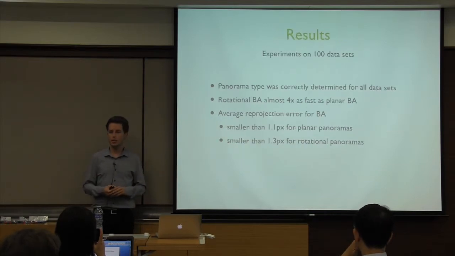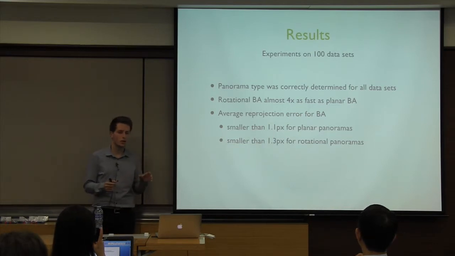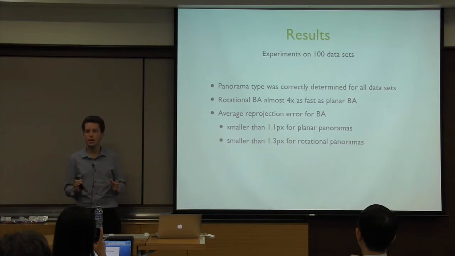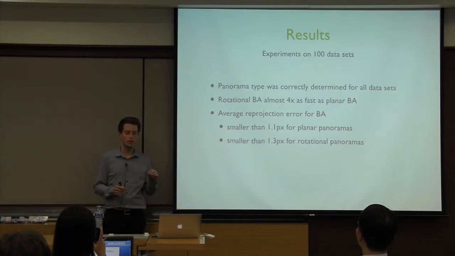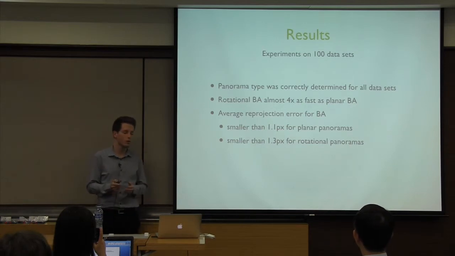We conducted some experiments. We have a data set that has 100 panorama images, where 50 were rotational panoramas and 50 were translational or planar panoramas. The panorama type was determined correctly in all of the cases. I have to mention all the data sets were obtained by a smartphone camera, so we don't have a resolution change and we don't have a change in focal length, but the algorithm would work equally well.